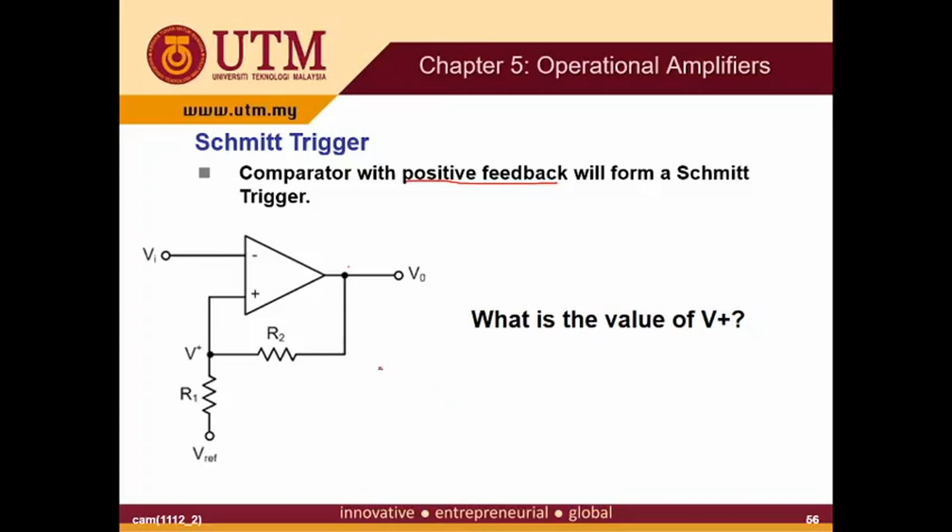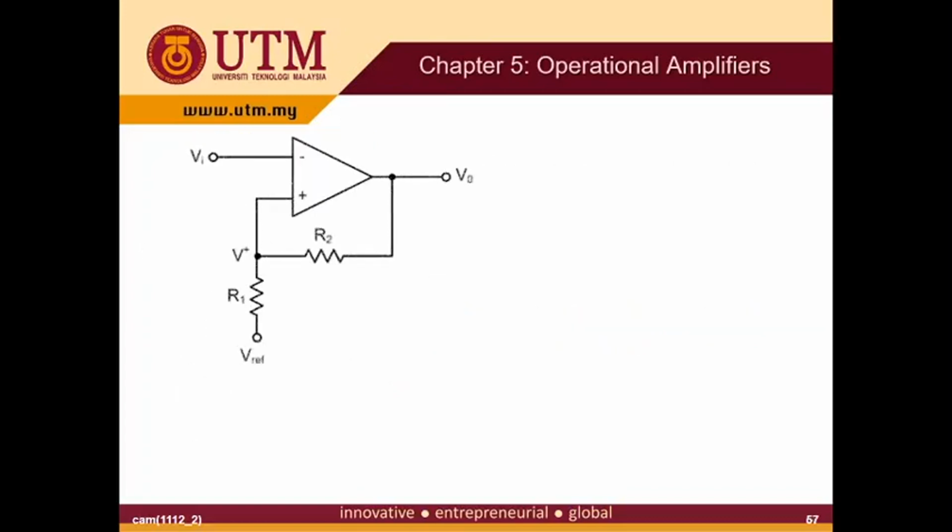In this context, your reference point is this V plus. You need to calculate the reference point, or your transition point. So what is the value of V plus? How can we get V plus? We can analyze V plus using KCL. Let's label the currents first.